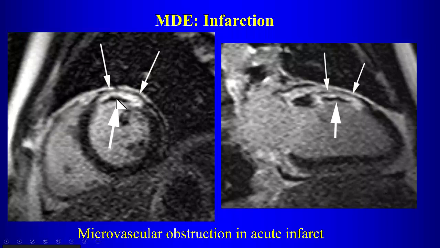So if we see an island of darkness here within an area of enhancement and the rest of it looks like infarction, then we're dealing with microvascular obstruction in an acute infarct. So this is one way to differentiate acute from chronic infarcts. This phenomenon does not occur with a chronic infarct. With a chronic infarct, this entire area will convert to scar, so all of this will enhance. So this dark area, an area that does not enhance within an infarct, means that you're dealing with an acute infarct, and this represents microvascular obstruction.